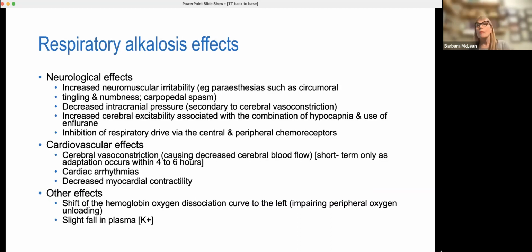Okay, so respiratory alkalosis effects, they're really big. First and most important, of course, is neurologic effect. And of course, that's related to the cerebral vasoconstriction and alteration of neuromuscular irritability, cardiovascular effects with cardiac arrhythmia and depressed myocardial contractility, just like with metabolic alkalosis, and other effects, which are really important.